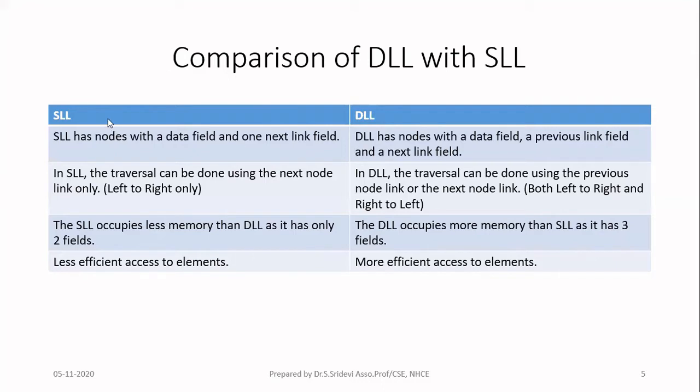accessing. If you consider the accessing, your single linked list is less efficient to access the elements because you can travel the linked list in only one direction. Whereas in case of doubly linked list, it is more efficient to access the elements. So this is the comparison of two types of linked list. Now, whenever you want to save the memory and when you want to travel in one direction only, go for single linked list. Otherwise, it is advisable to go for doubly linked list.